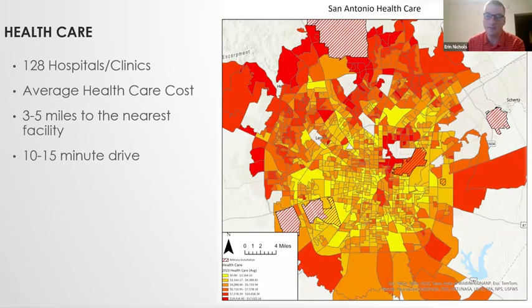Moved on to healthcare next. There's a total of 128 hospitals and clinics within the area. Residents are within a 3 to 5 mile radius to the nearest hospital, and 1.1 to 2 miles from the clinics, which ensured convenient access for preventative healthcare and health issues. This could average up to a 10 to 15-minute drive. And then the colors represent the average healthcare cost for the year of 2023.